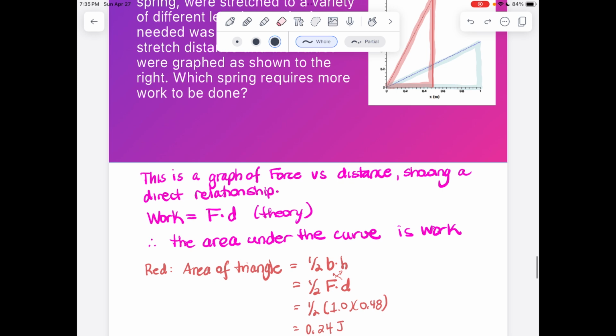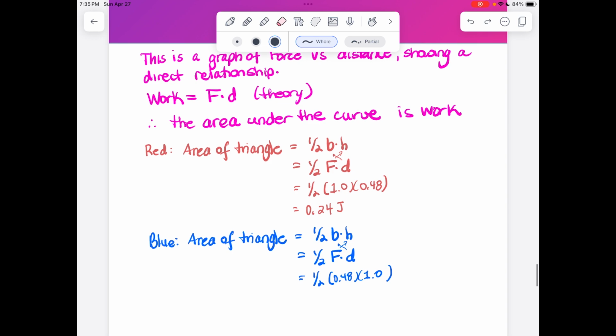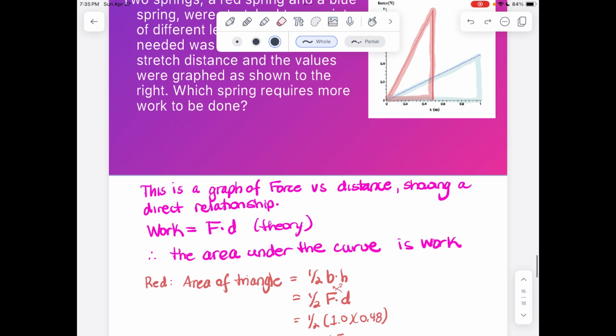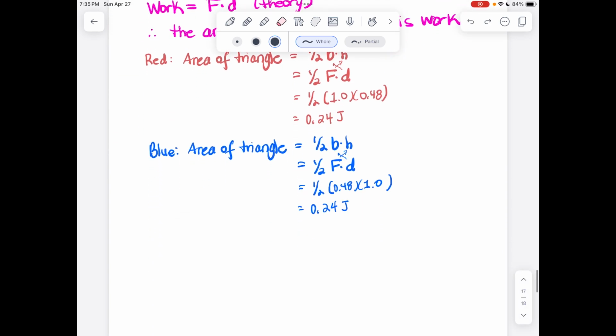Now I'm going to do the same thing for the blue triangle. See, there's the blue triangle. So the area of the blue triangle is 1/2 base times height. I can put in force times distance again, and I'll get 0.48 times 1, right? So that's this. That's the x is 1, and then if I go across, I'll get 0.48, and you'll notice that I get the same 0.24 joules. So then I can answer the question, which is that the areas are equal, therefore the work done is equal. So that's one way to do it.